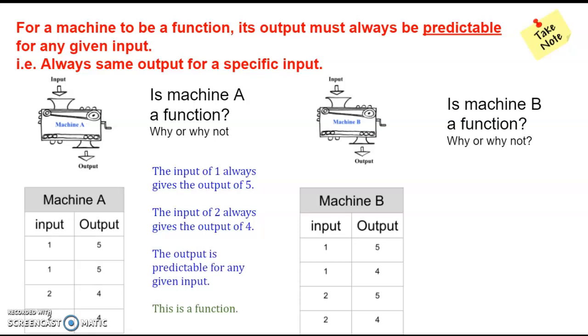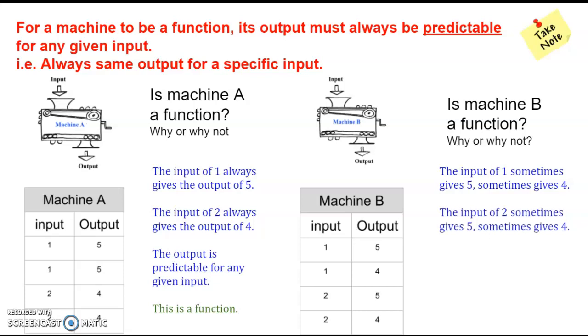In contrast, let's look at the next machine. Machine B, what does it do? When you put in number 1, you get 5. But sometimes when you put in 1 again, you get 4. Same thing with 2. Sometimes you get 5, sometimes you get 4 when you put in the input of 2. So the output is not predictable for any given input. So in this case, this is not a function. Okay? Alright, so I'm going to stop it there.